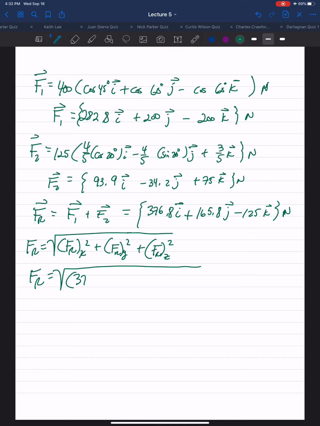We have 376.8 squared plus the 165.8 squared plus the minus 125 squared. The magnitude of the resultant force is 430 newtons.